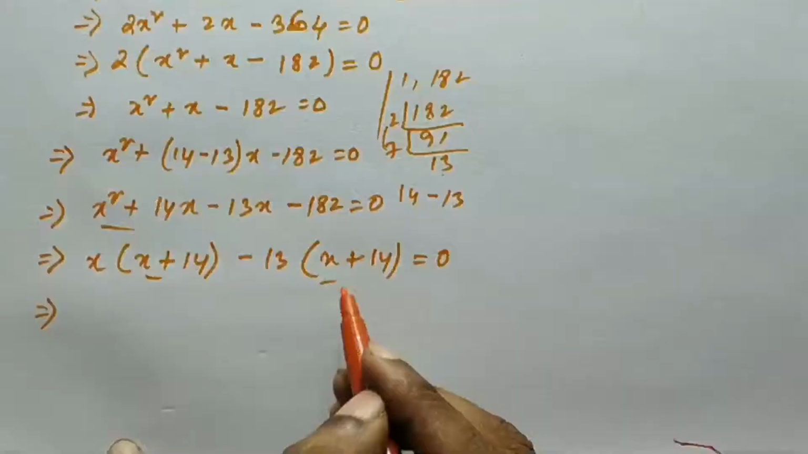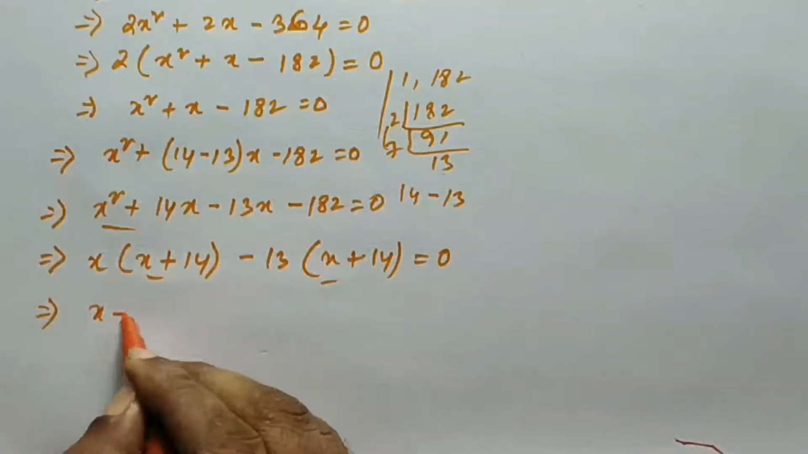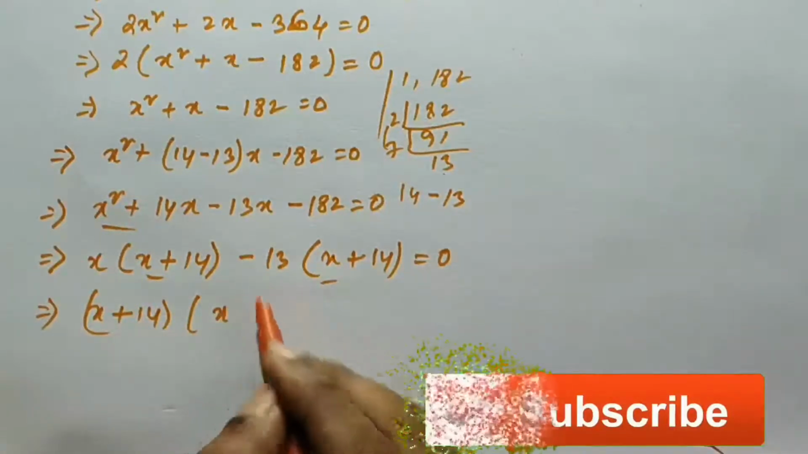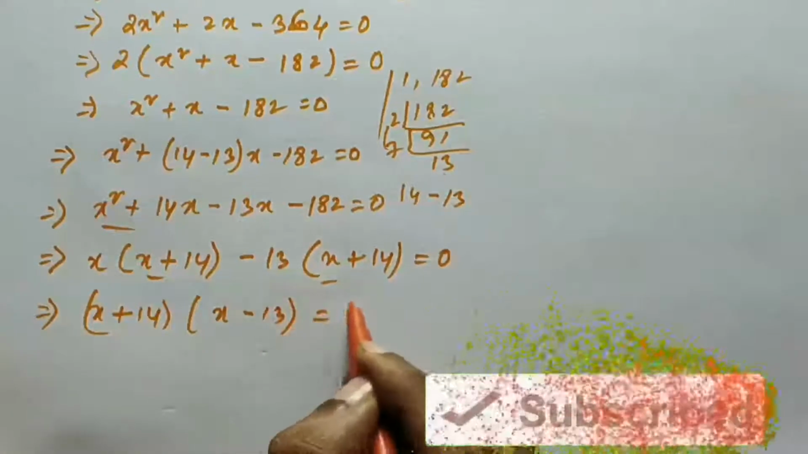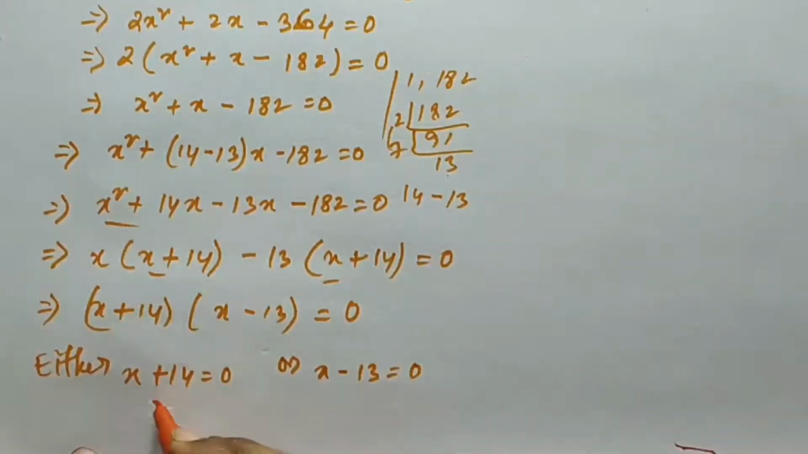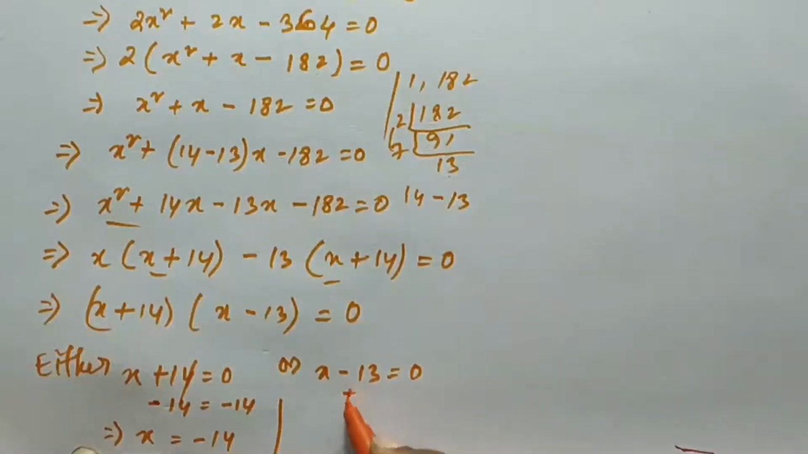Now x plus 14 is common in both. So we shall write x plus 14 left with x minus 13 equal to 0. Either or. We shall subtract 14 from both sides. Then this cancels. So we have x equal to minus 14. In this case we shall add 13 both sides. So this cancels, we get x equal to 13.